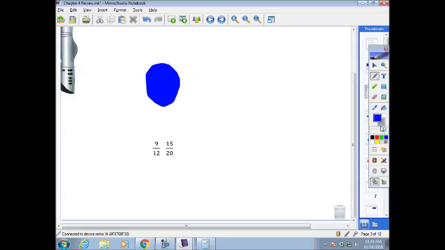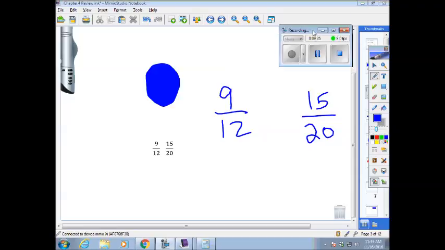Okay, this one right here. Go ahead and show your three methods. So I'll rewrite this so we can see it. 9/12 and 15/20. Go ahead. Show me, at least, I want to see all three, the big three.